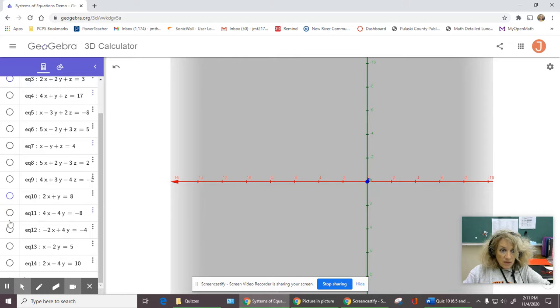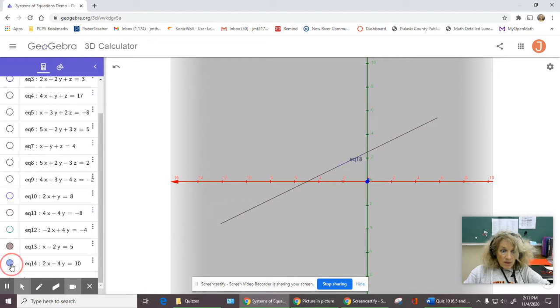Then we could have the case where you've got two lines that are parallel, so they have different y-intercepts, but the same slope. So these two lines never intersect. So this is the case. These two lines would be an example of a 2 by 2 system that had no solution.